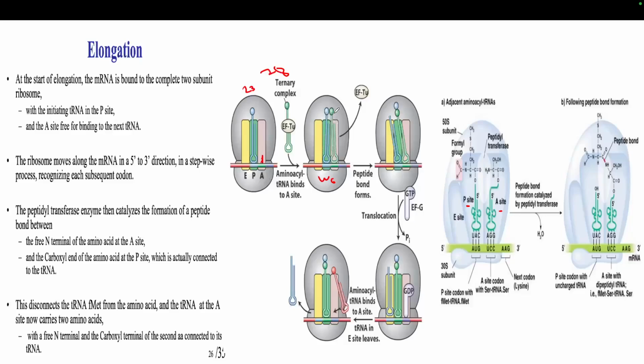Now this second amino acid is still attached to its tRNA. Once the third amino acid comes, the second tRNA will also be free from this step, and it will exit from this complex through the E site. Like that, this process will continue, and this process is called elongation, because here the chain is now growing.